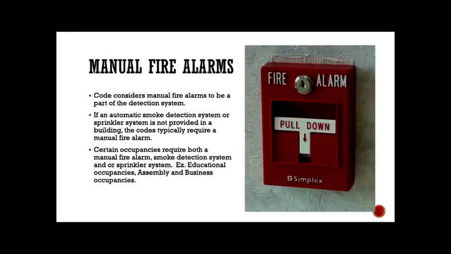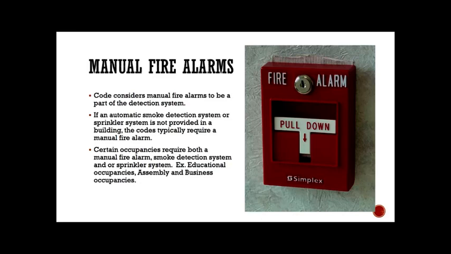Manual fire alarms. You've seen these, I know, at a lot of your schools and other places. Code considers manual fire alarms to be a part of the detection systems. If an automatic smoke detection system or sprinkler system is not provided in a building, the codes typically require a manual fire alarm. Certain occupancies, of course, require both a manual fire alarm, smoke detection system, and/or a sprinkler system. Examples would be educational, assembly, and business occupancies.